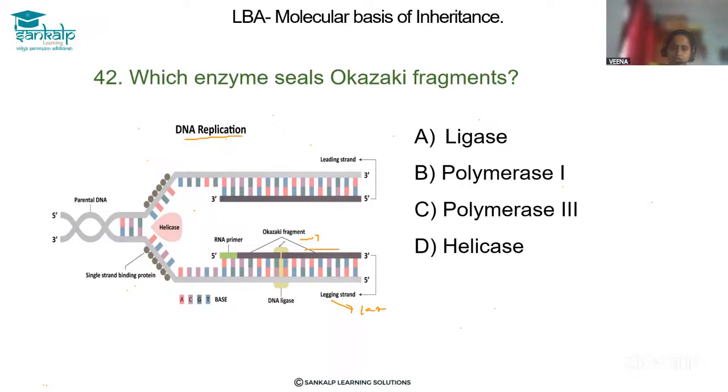If you observe here, this is one fragment, this is another fragment. After the process, the gaps have to be sealed in the middle. That sealing process is done by the enzyme called DNA ligase. So the correct answer is option A, the enzyme ligase, which is involved in sealing the Okazaki fragments. Thank you.